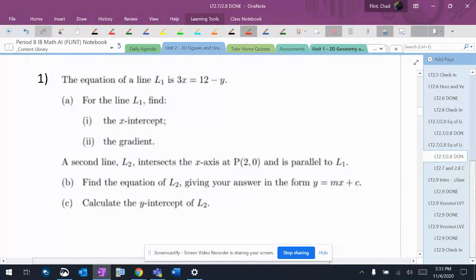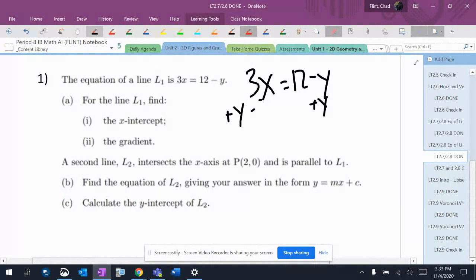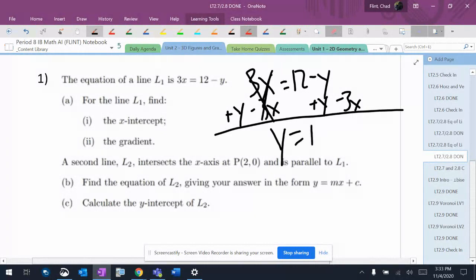It's going to give you an equation of a line. It's never going to be in the form you want. So it says for line L1, find the x-intercept and the gradient. To find the gradient, we have to get it in y equals form. So I'm going to take this equation, 3x equals 12 minus y, and solve it for y. Probably the easiest way to do that would be to add y to this side and move 3x over here. So I'm going to get y equals 12 minus 3x.